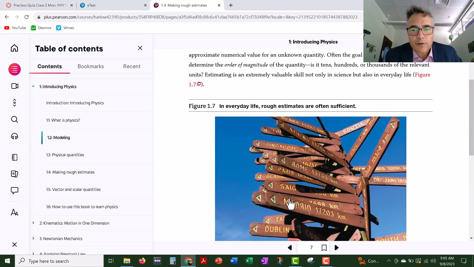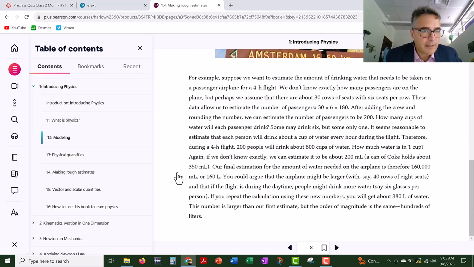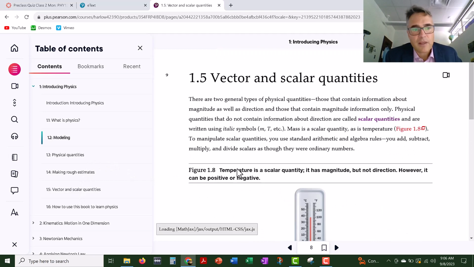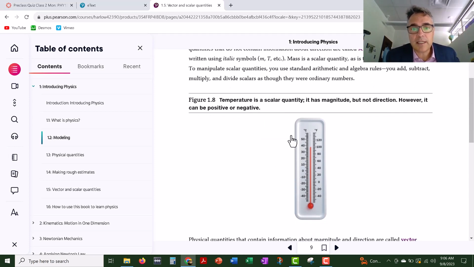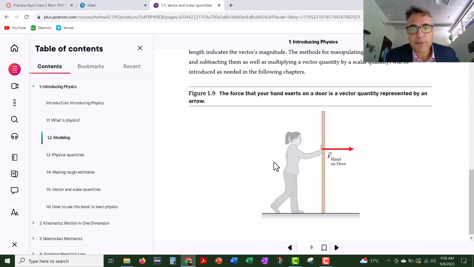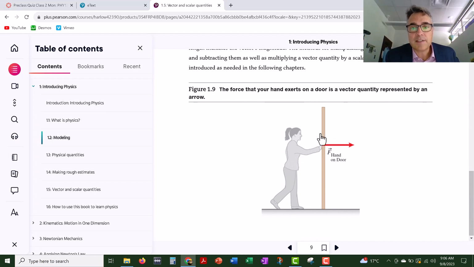Section 1.4 is about making rough estimates, sort of back of the envelope calculations. Section 1.5 is about the difference between vectors and scalars. That's going to come up a lot in this course. The basic idea is that a scalar quantity is something that can be measured with one number, such as mass or temperature. But a vector quantity is something that has a magnitude, which is a number, and a direction, which could be a number or it could be just like east or vertical or something like that. And so force is an example of a vector quantity.